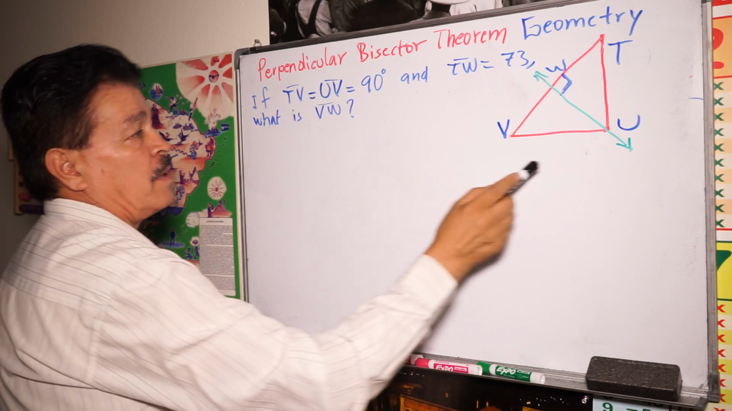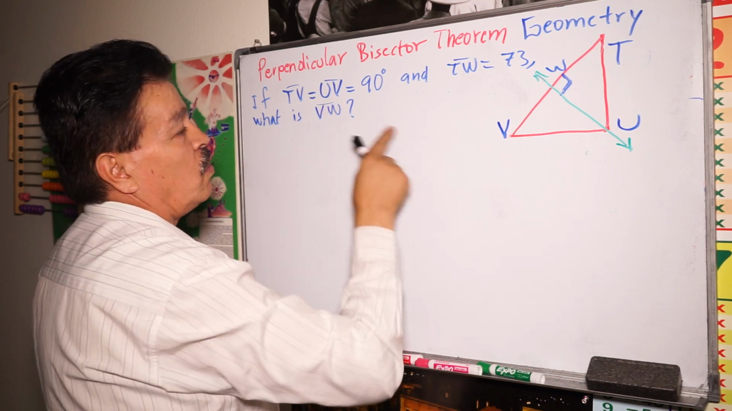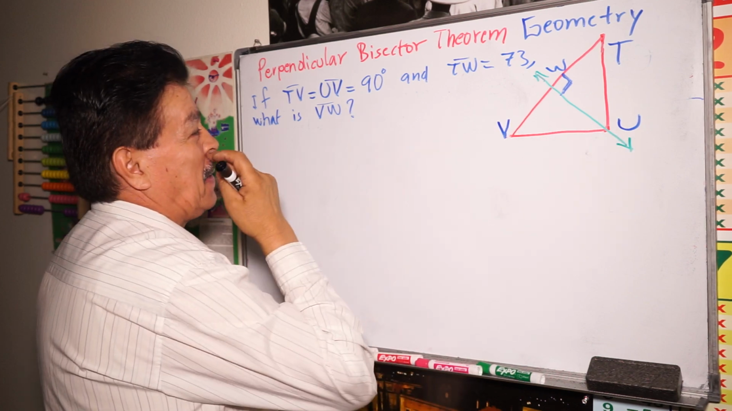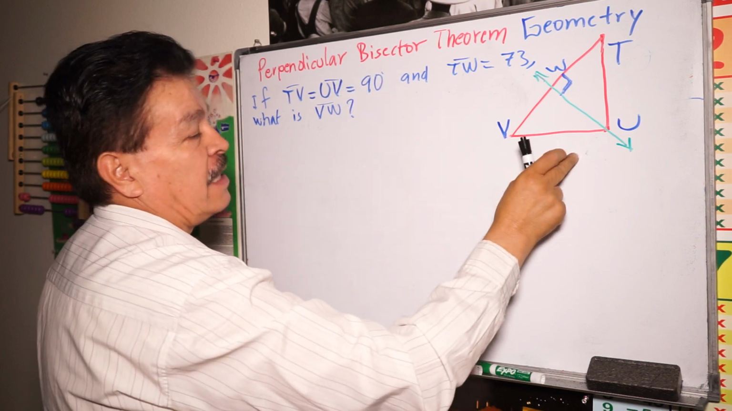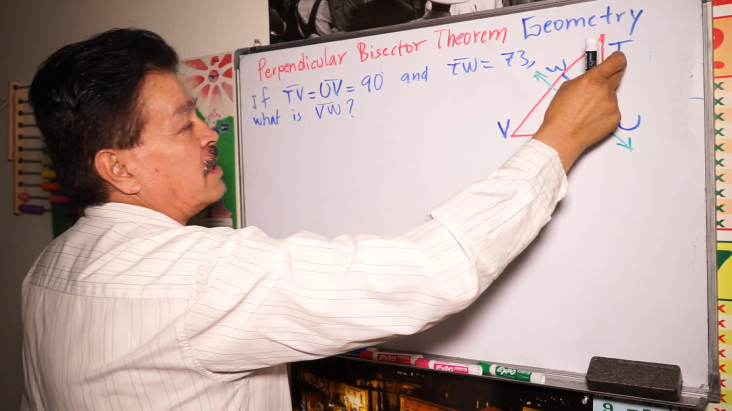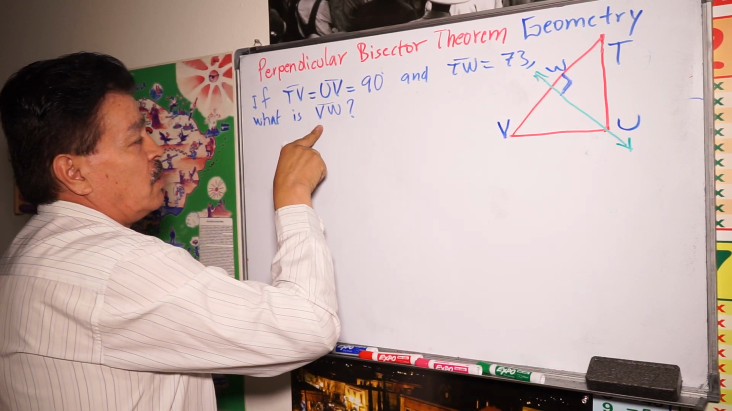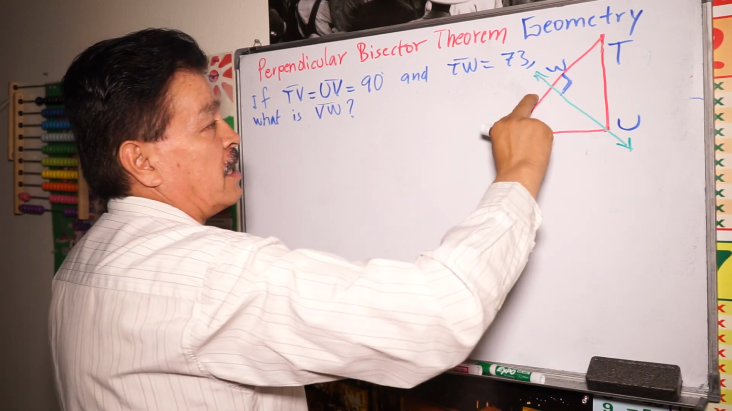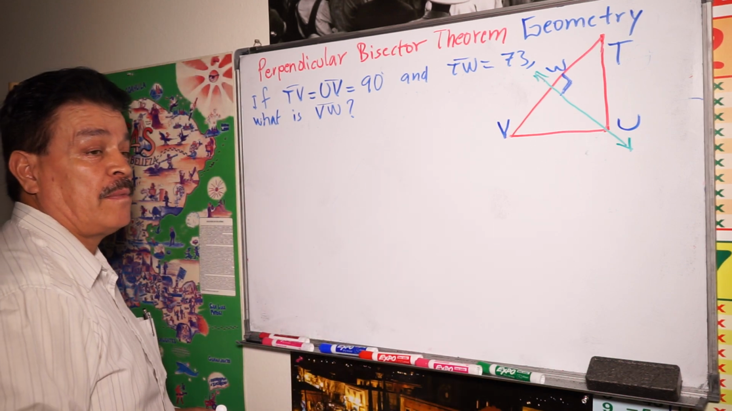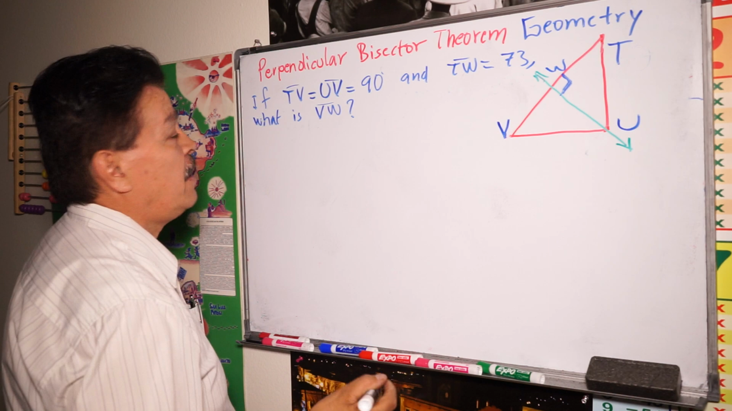If TB, we have this triangle here. If TB is equal to UB, equals 90 degrees, it's 90 here, and TW here is equal to 73. What is the value of BW here? We need to show you with reasonings, giving some statements through your analysis.